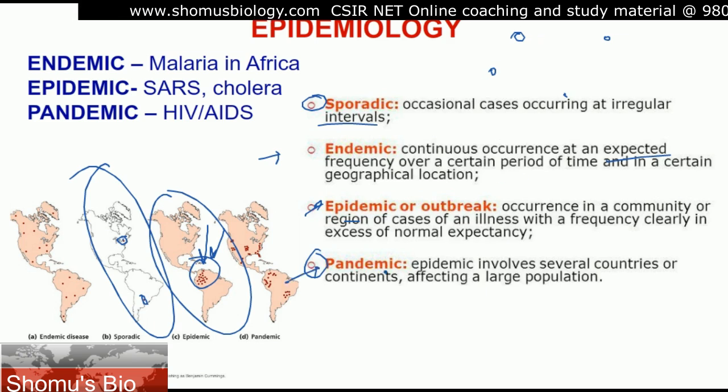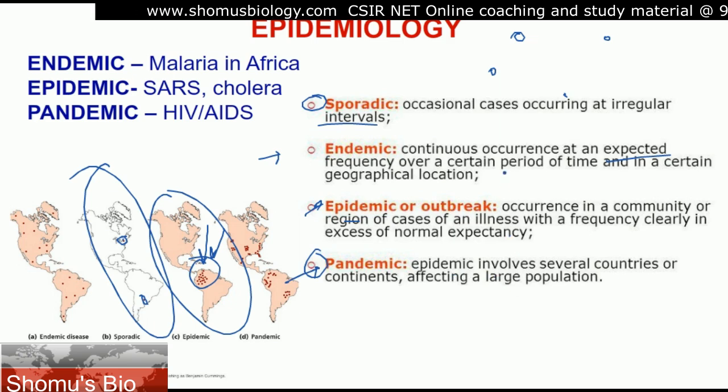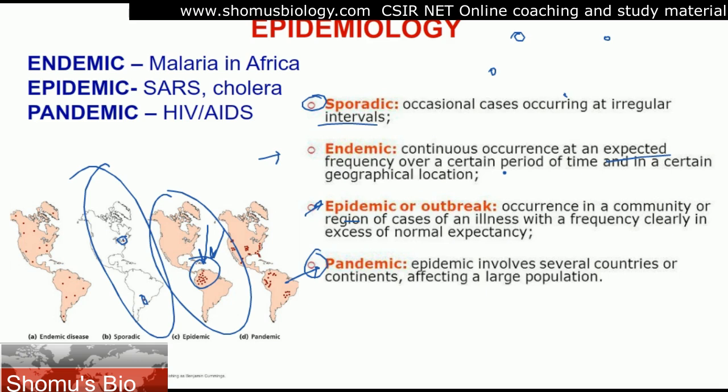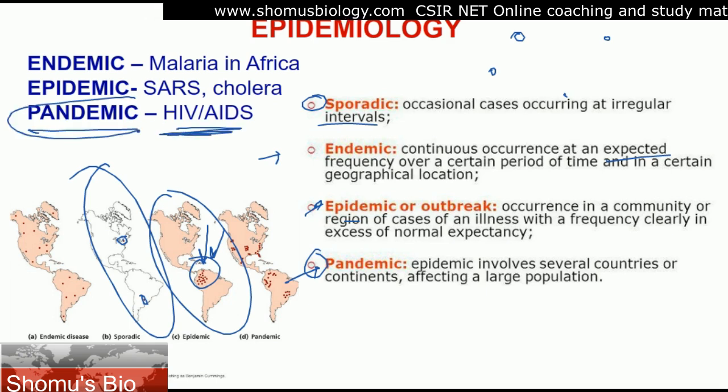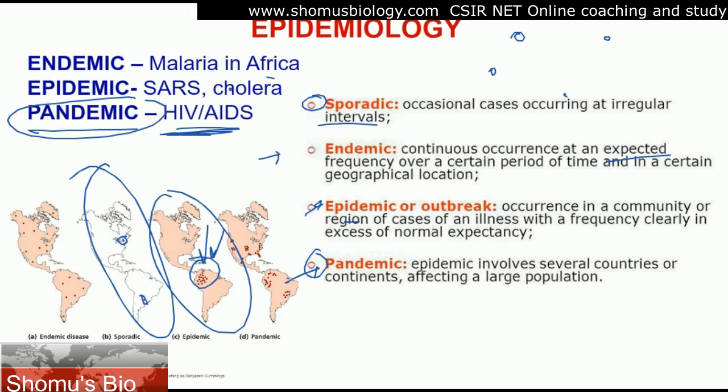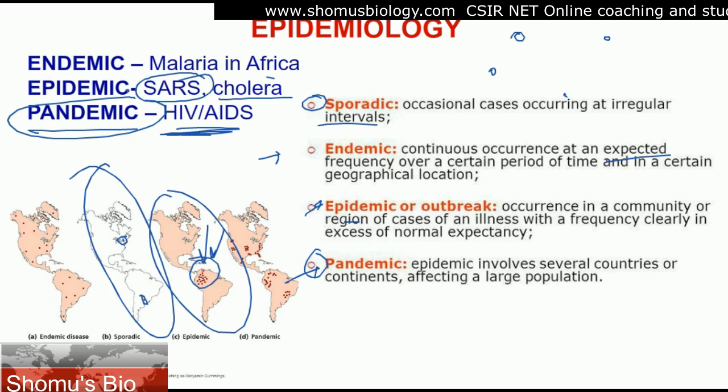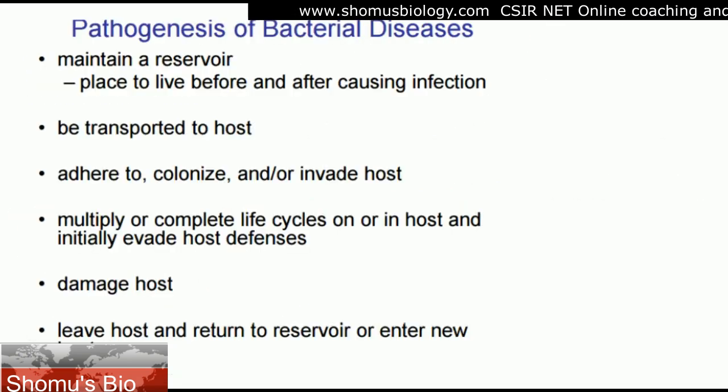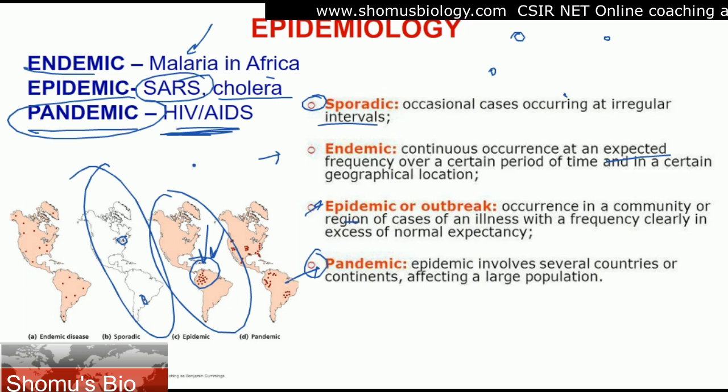Then finally pandemic. It's a bigger version of epidemic, a kind of epidemic involving multiple countries and continents and affecting a large chunk of the population. An example of a pandemic is HIV AIDS, which has traveled across the continents and is now killing millions. Epidemic examples were cholera and SARS with the coronavirus, and an endemic example is malaria in Africa. It still is endemic, occurring in few places, and the frequency of this disease is very high in Africa only, but there are also outbreaks of malaria in different places of the world, not with that high expectancy like in Africa.